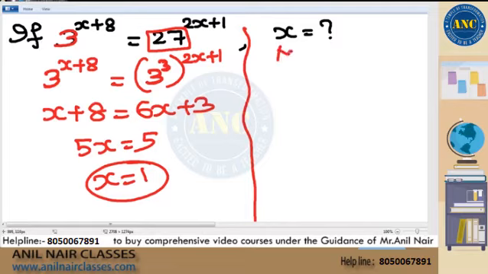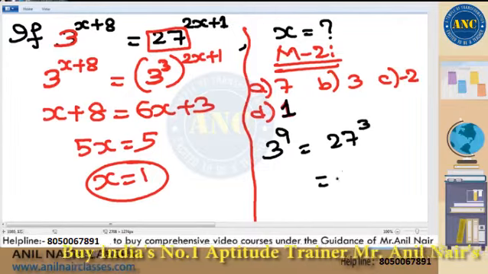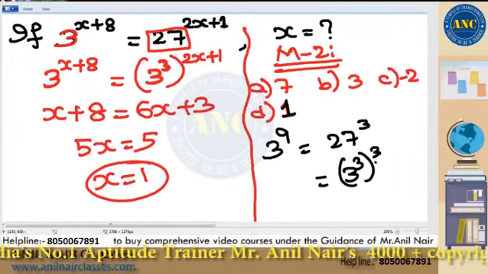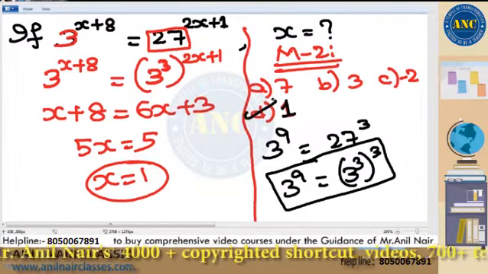If you do not want to solve in this method, substitute by answer options. Options are 7, 3, 2, minus 2 and 1. If I take the fourth option, which is the correct answer, if I take 1, so this is 3 power 1 plus 8, which is 3 power 9. 27 to the power of 2 into 1 plus 1, it is 3. So 27 power 3 is 3 cube to the power of 3, which is nothing but 3 power 9 itself. Both are satisfying, therefore the answer option is correct.